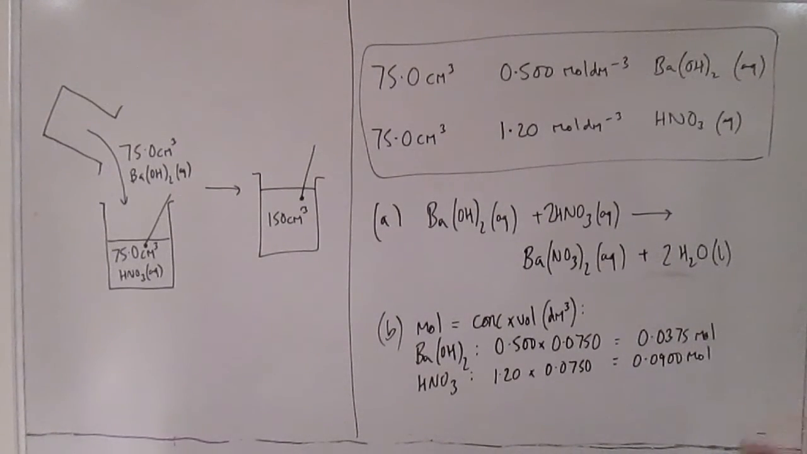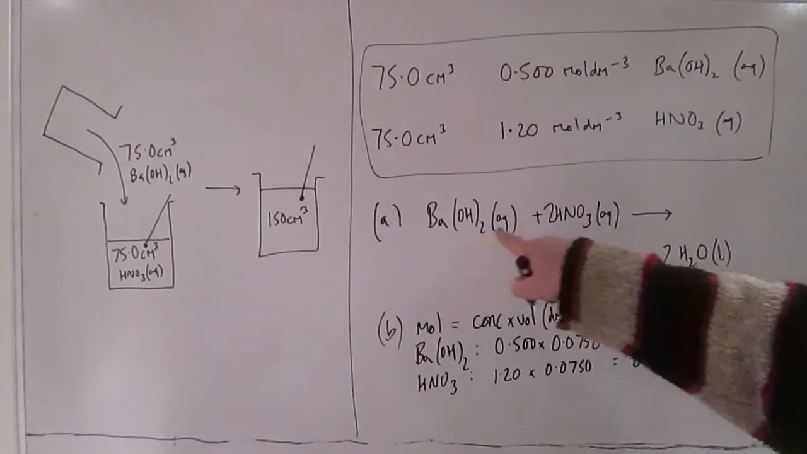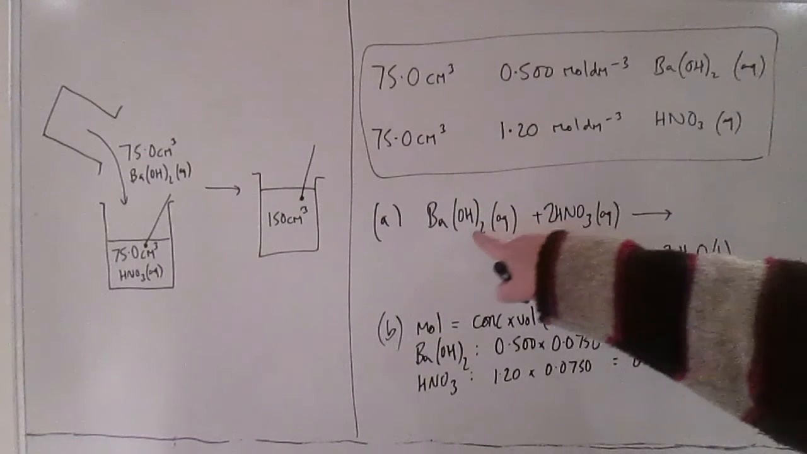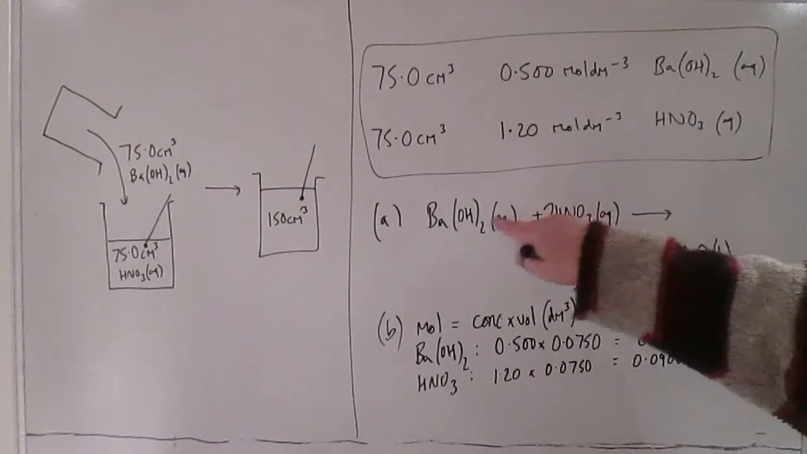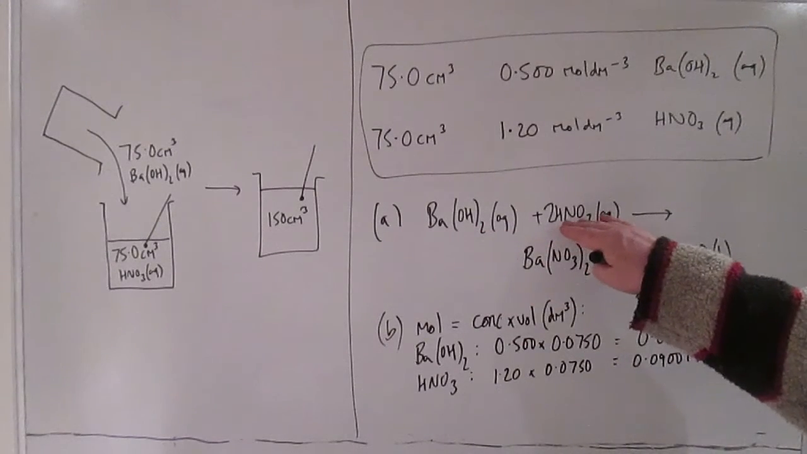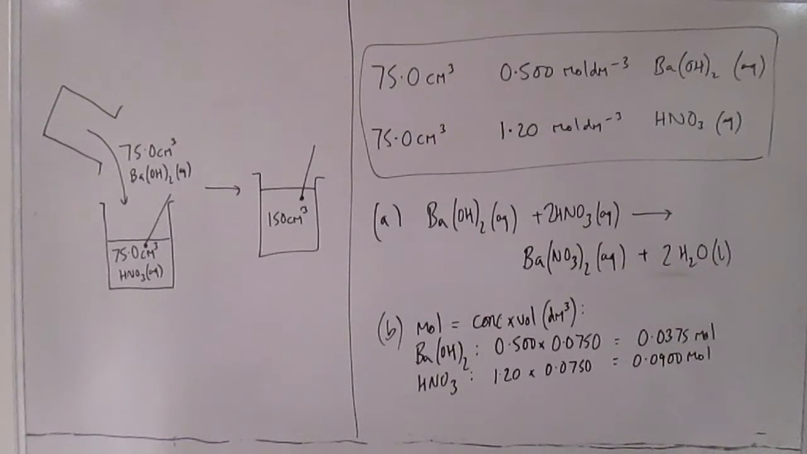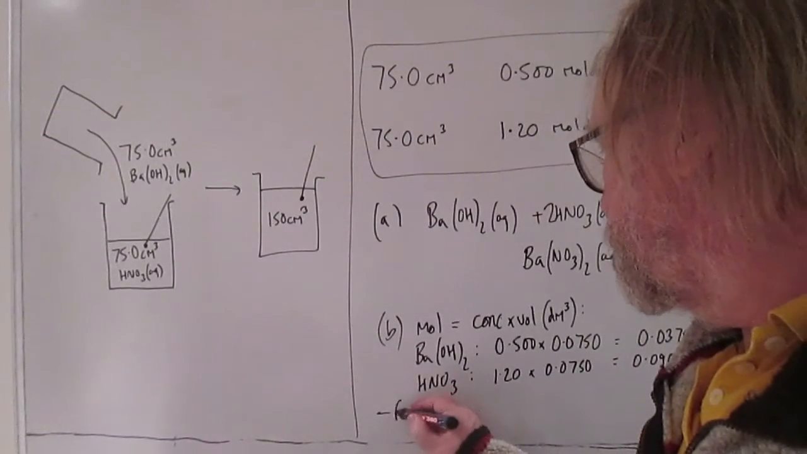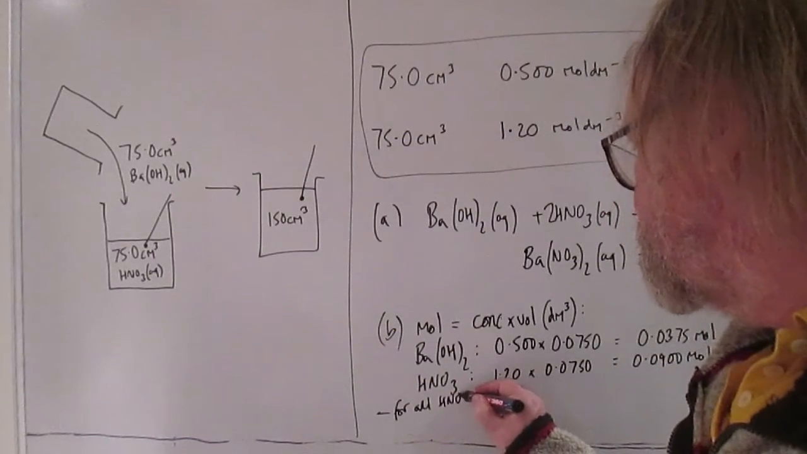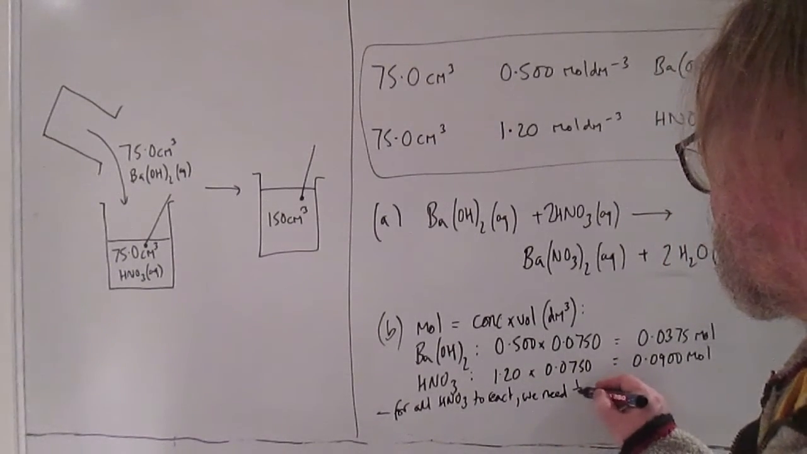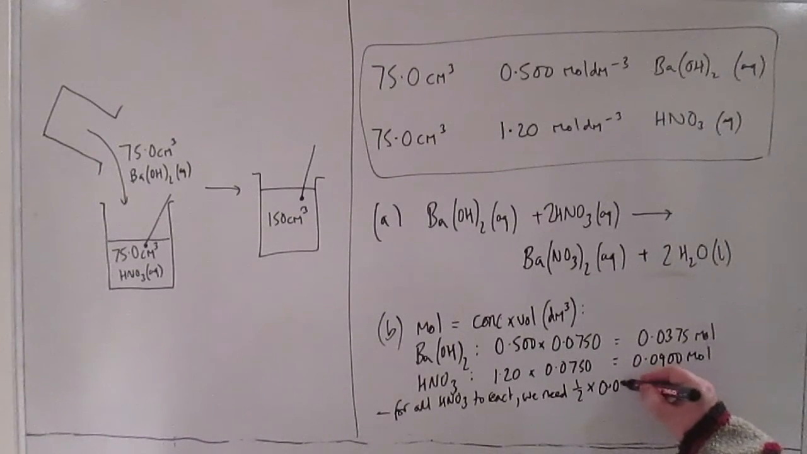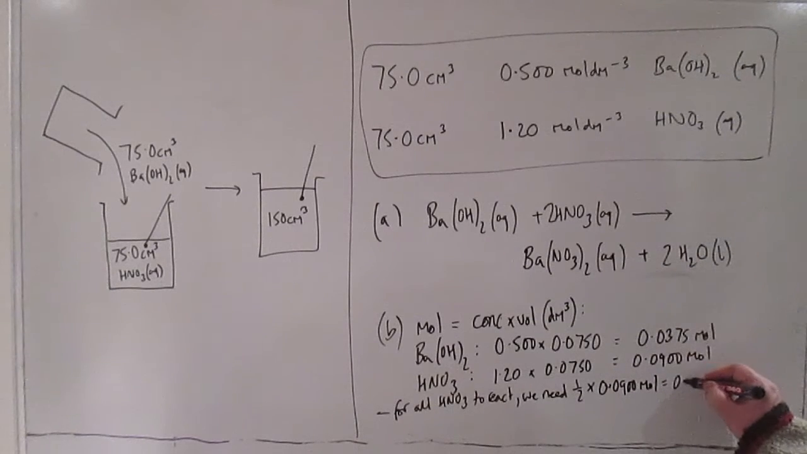So if you start, it doesn't matter which one you start with, but I'll start with the nitric acid just purely because the numbers are easier. So you've got 0.09 moles of nitric acid, and you can see from the equation that however many moles of nitric acid you have, you only need half as many moles of barium hydroxide, because 1 reacts with 2. Okay, so the moles of barium hydroxide needed for all of the nitric acid to react will be half of the nitric acid that was added. So we need to say that. Okay, so for all HNO3 to react, we need a half times 0.09 moles, which is 0.045 moles.